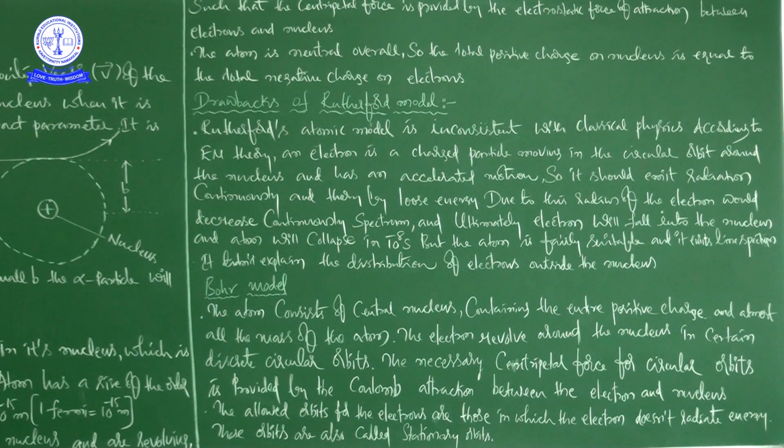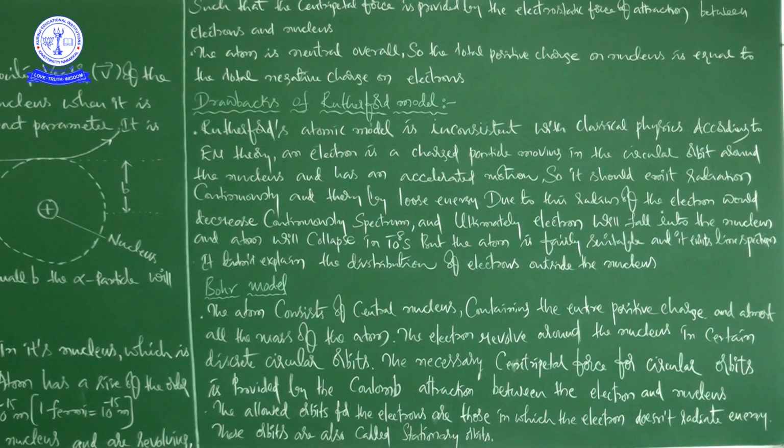So what can we say here? This is what happens, but according to that, it has to happen in reverse. But it is not happening. That's why we say this is the drawback of Rutherford's model. According to Rutherford's model, the atom has to collapse in 10 to the power of minus 8 seconds, but it is not happening in practice. That's why this is the drawback of Rutherford's atomic model.